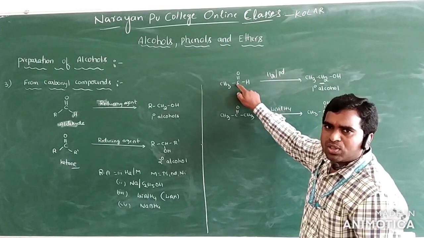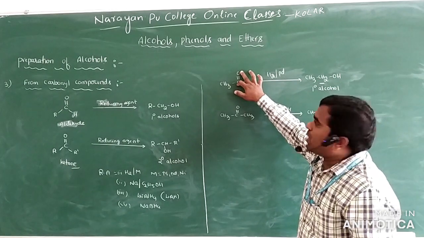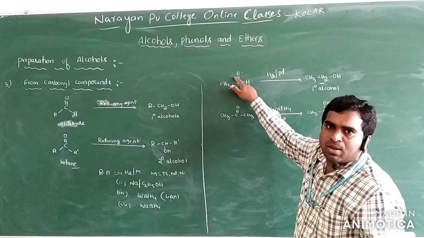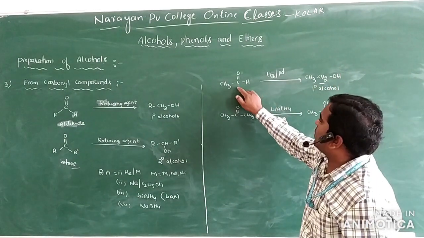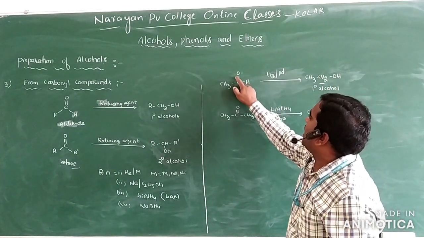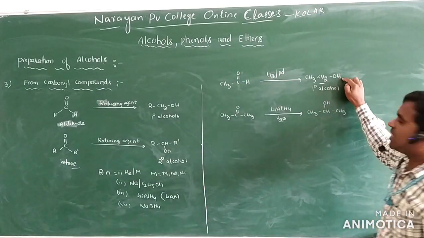Add one hydrogen to the carbon and another hydrogen to the oxygen. Then what happened to the double bond? When the reaction takes place, the double bond is converted to a single bond. That is the only product here. See, one hydrogen is added here, it becomes CH2, the double bond is converted to a single bond, and one H will be added to the oxygen, giving OH.